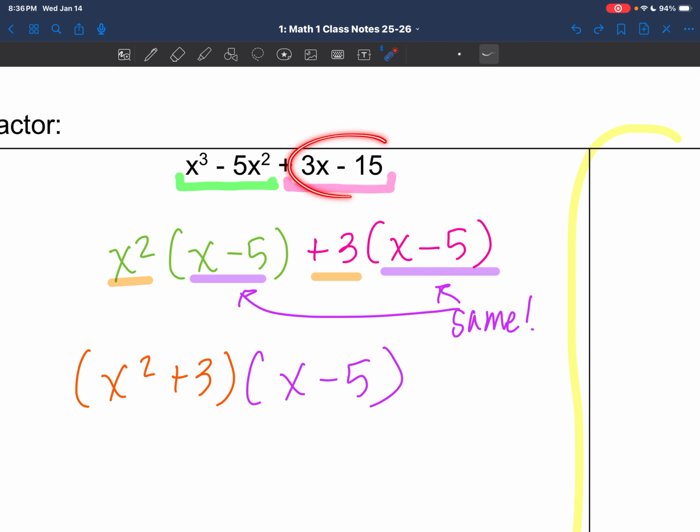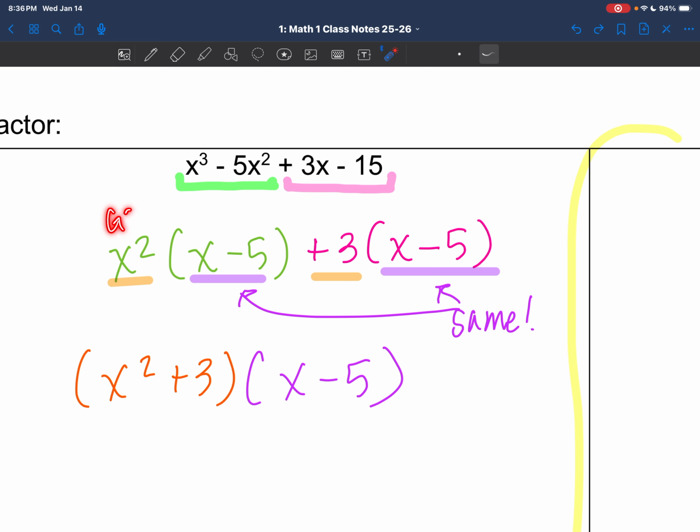Now I'm going to come over here and look at this. In this term, the GCF is 3. So I'm going to divide each term by 3, and that's the GCF of the pink section. When I divide this by 3, I'm left with x. And when I divide this by 3, I'm left with -5. And this is what your parentheses should go around.